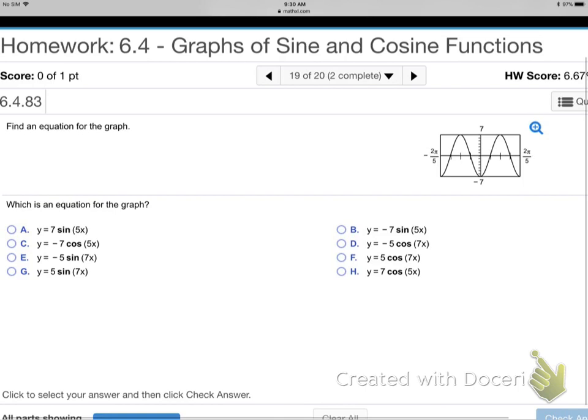Got the answer. Yeah, this is a super easy one. Where does it start? Starts right here. Whoops. Starts right there. Ends right here. There's one cycle. Starts at -7. Is it sine or cosine? It's cosine. It's not starting on the midline, is it? -7 cosine. There's only one -7 cosine. I don't even need to find the period. It's that one. Easy. Move on.